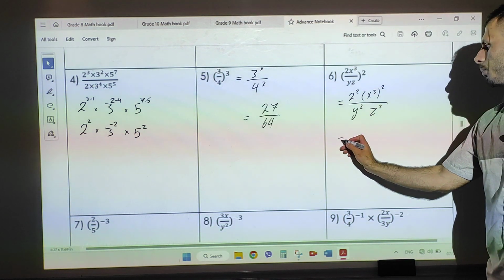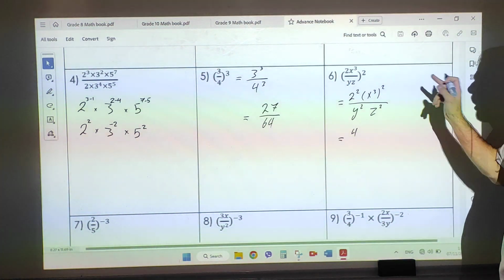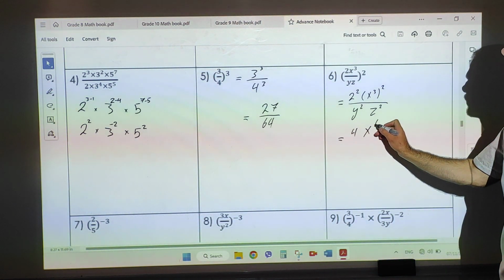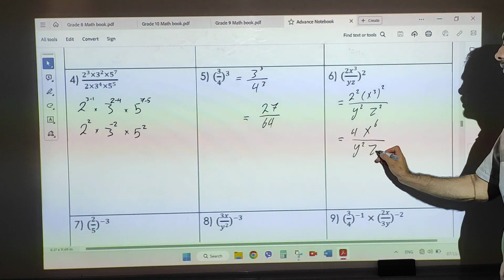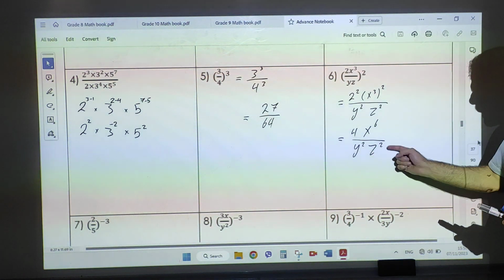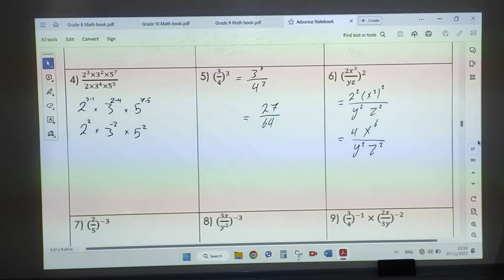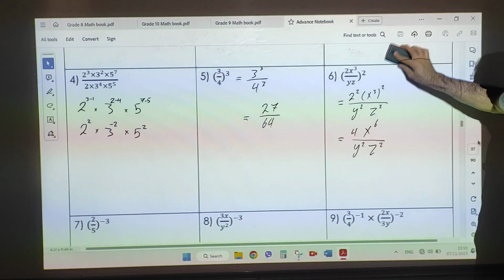Now 2 power 2 is 4. X power 3 power 2, we studied that, you must multiply the powers. It will be x power 6 over y power 2 and z power 2. We have only this x, there is no other x, only this y, only this z, each one in one place, so this will be the final result. We cannot simplify more. That's about these 3 questions.